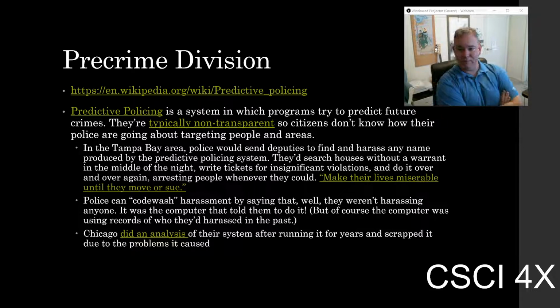It's just a slide. So the notion is to cut down on crime, right? You identify potential criminals, and you go and harass them and make their life miserable until they move out of your area, and then you have a nice, peaceful neighborhood.